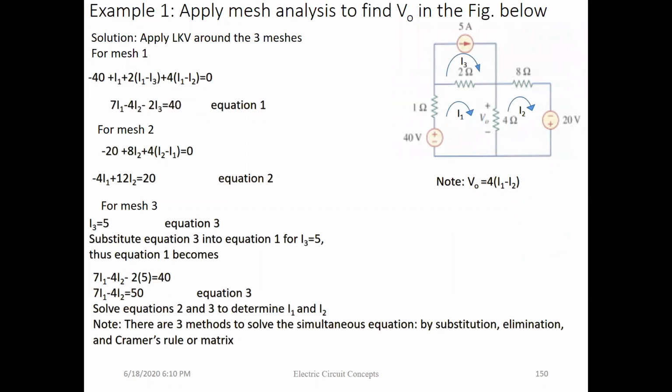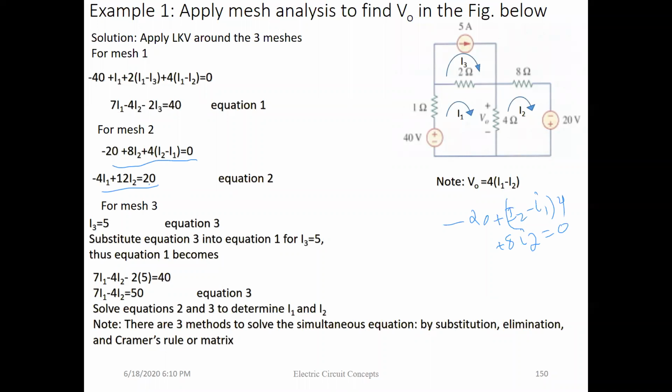Okay, now equation number 2, or for mesh number 2, we will do the same thing. Let's start with the minus 20 here, and then we go down here is a plus I2 minus I1 multiplied by 4, and then for the 8 it will be plus 8 I2 equals 0. Okay, so same thing here. We have minus 4I1 plus 12I2 equal to 12.